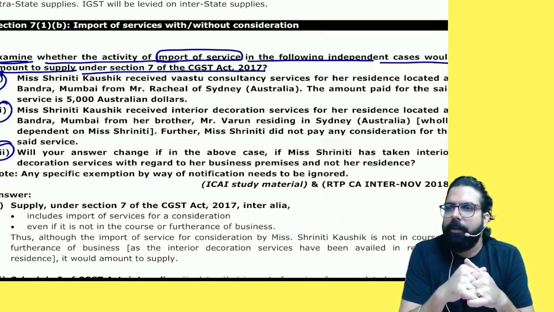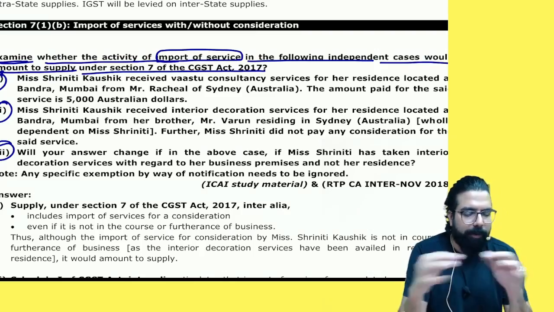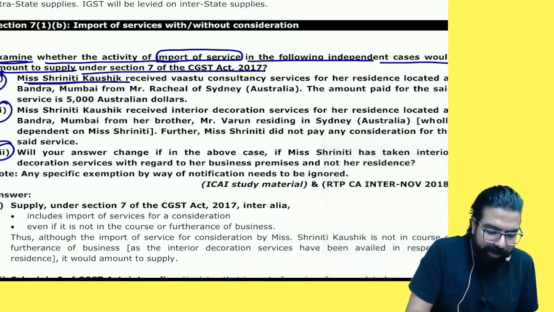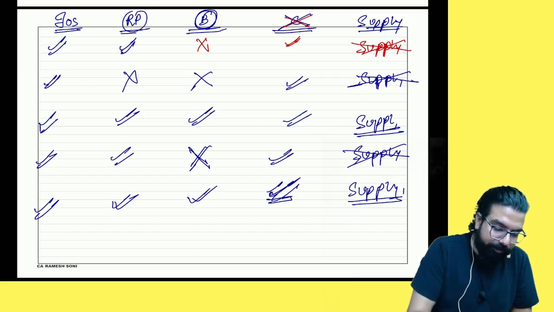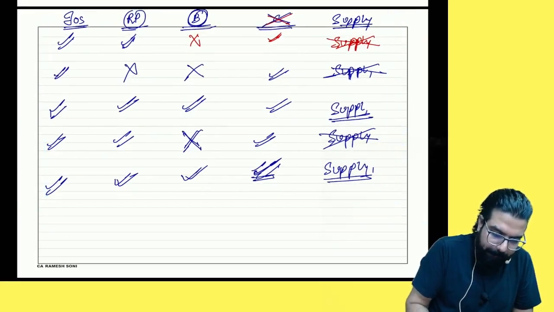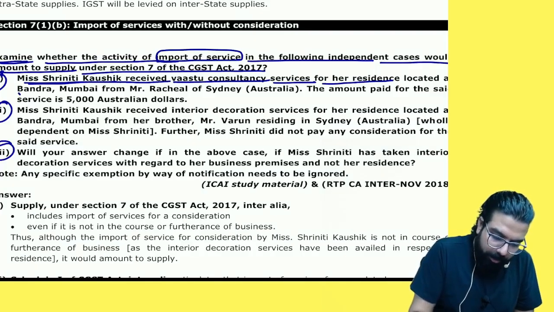Done. Can I explain? People watching at home, are we done? Everyone over here now, see. Miss Sriniti received Vastu consultancy service for her residence located at Bandra from Rachel of Sydney. Importation of service.